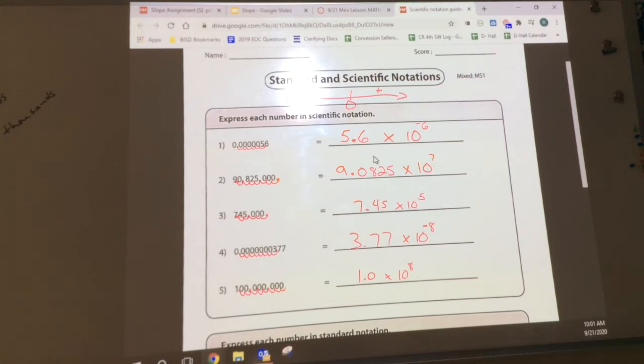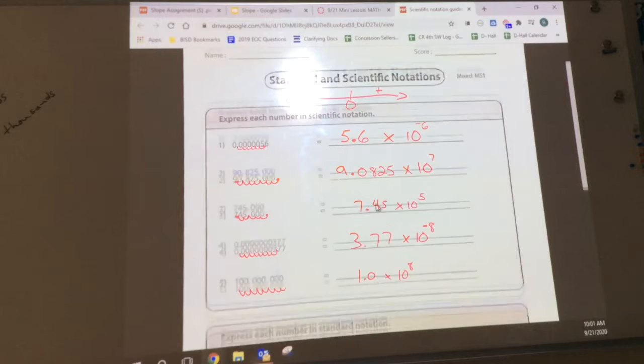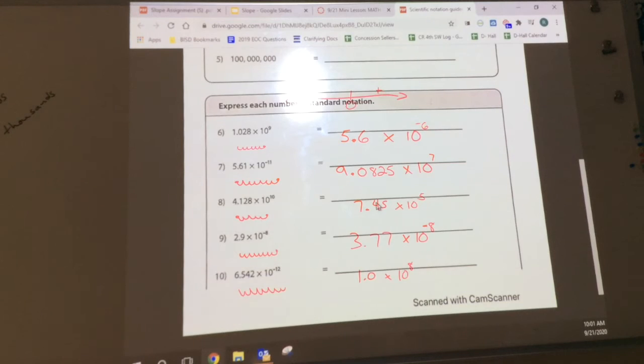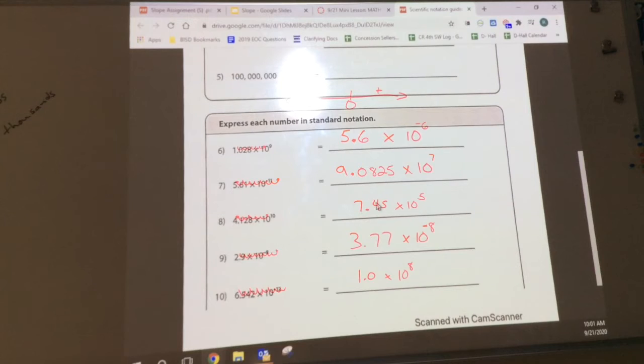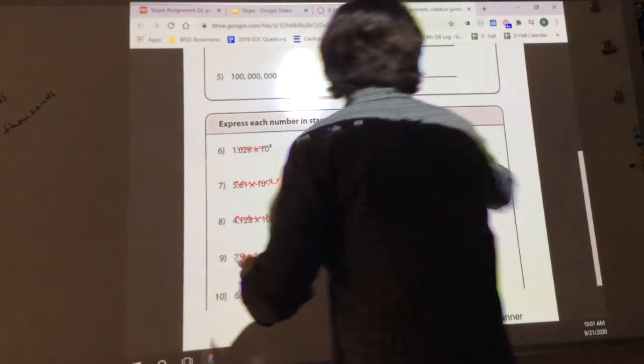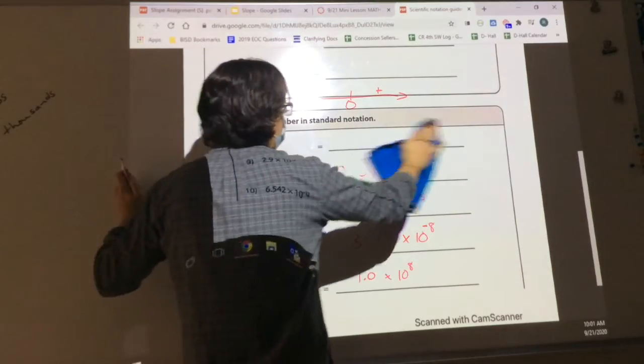All right, let's look at it from the opposite way now. Let's look at it when we're given scientific notation and we need to write it in standard form. All right, so I'm going to leave my number line up there. That's a big piece. And then we're going to work through these. I personally think this way is a little bit easier, but you might not.